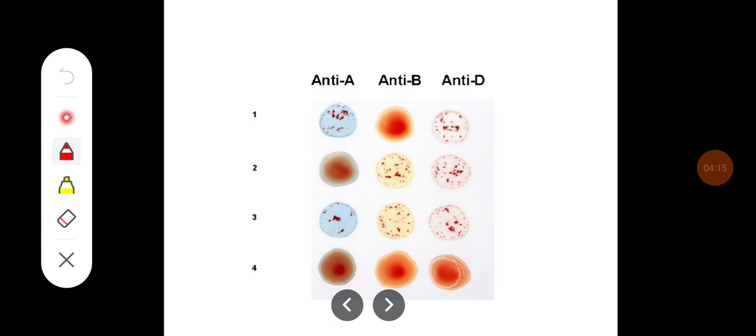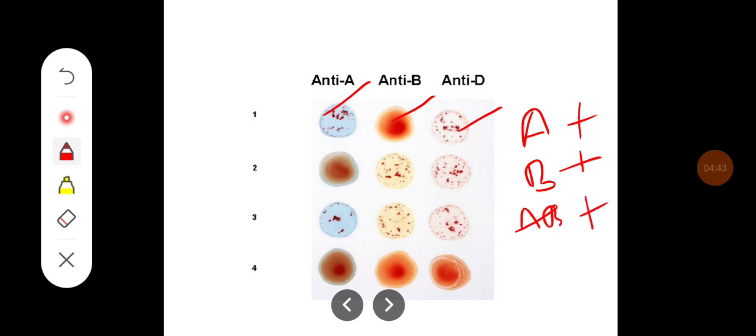If there is agglutination with antisera A, no agglutination with anti-B, and agglutination with anti-D, then that blood group is called A positive. If there is no agglutination with antisera A but there is agglutination with anti-B and anti-D, then it is called B positive. If agglutination occurs in all three antisera, then that blood group is AB positive. If agglutination occurs with none of the antisera, then that blood group is O negative.